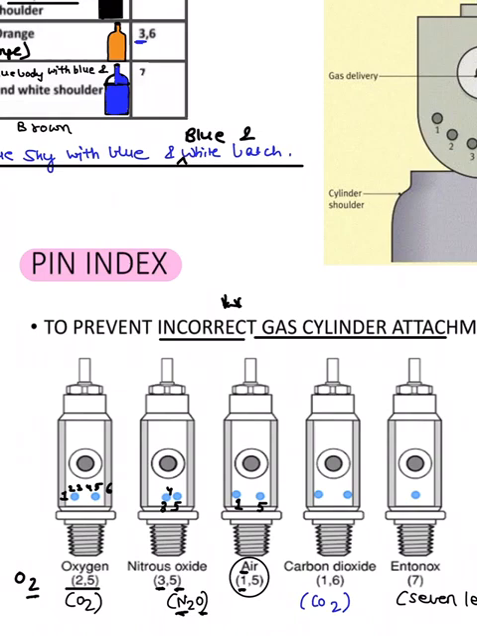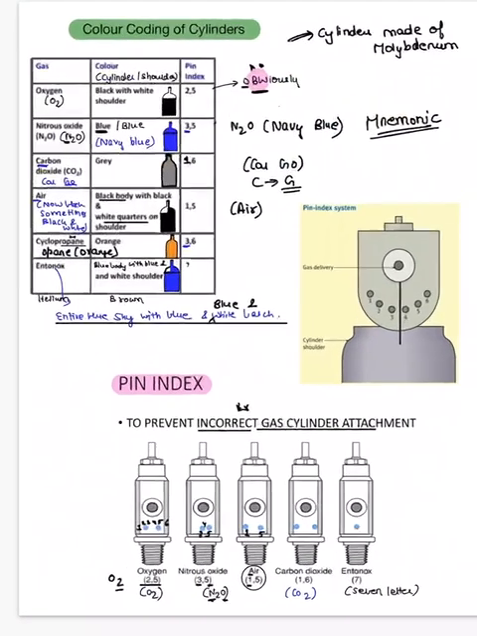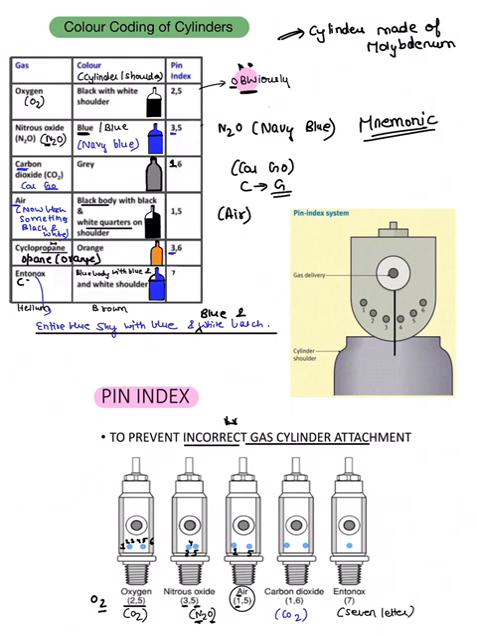Now talking about carbon dioxide, guys, remember carbon dioxide is 1 and 6. And Entonox has 7 letters, guys, so hence it is 7. If we talk about cyclopropane, you might have remembered in your childhood methane, ethane, propane. Propane is a 3 carbon compound, hence it is 3 and 6, guys.